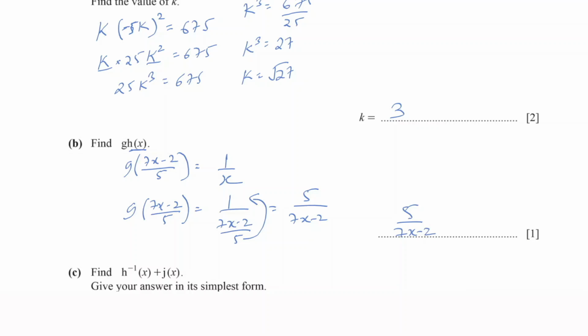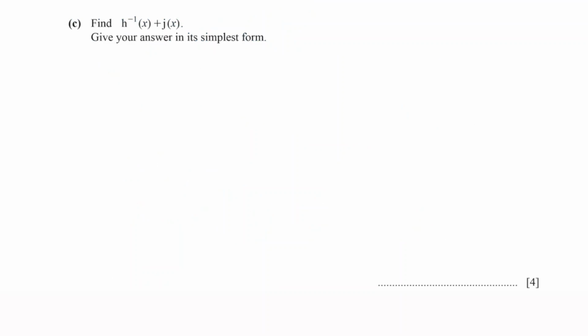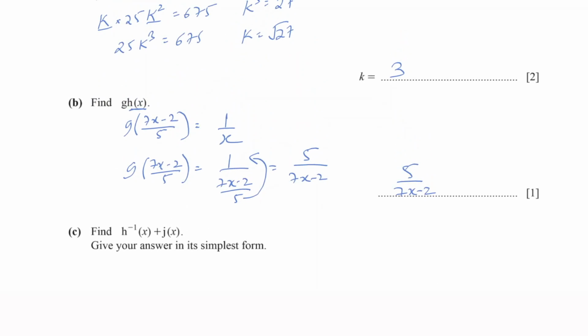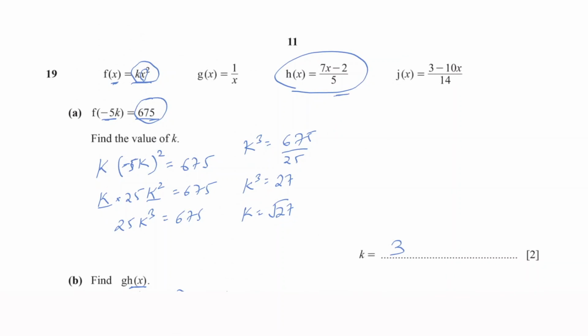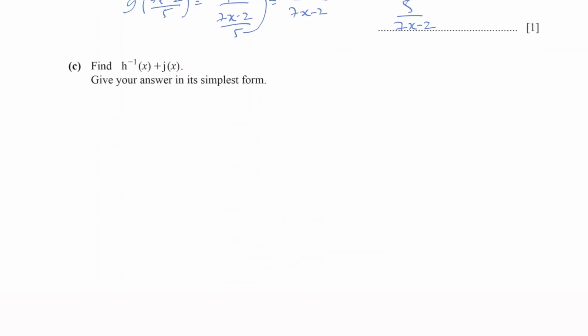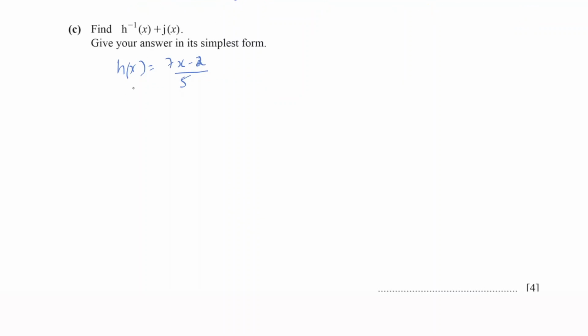So let's do part C. Part C: h inverse of x plus j of x, give your answer in its simplest form. So what is h of x? h of x is equal to 7x minus 2 by 5, right? So what is h inverse? There are a few steps that you have to remember. The first step is that in place of h of x, you write y.